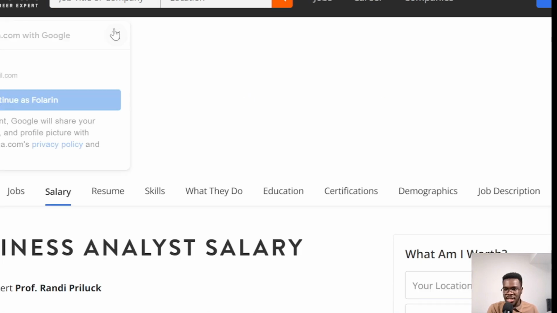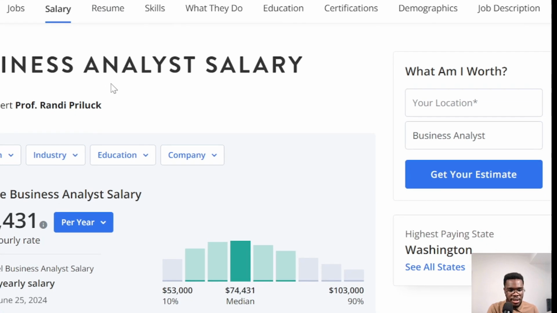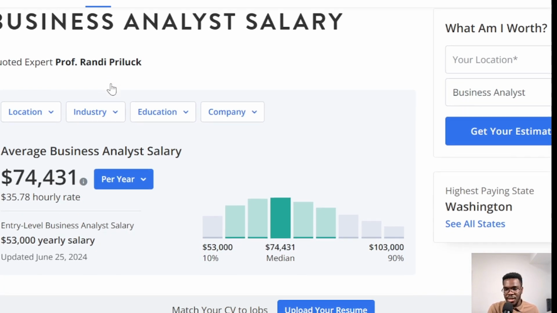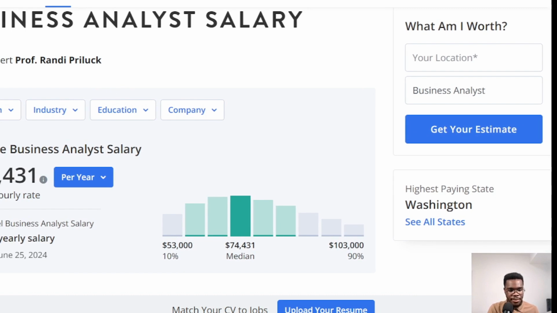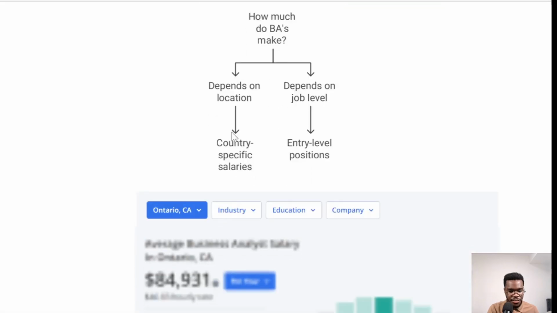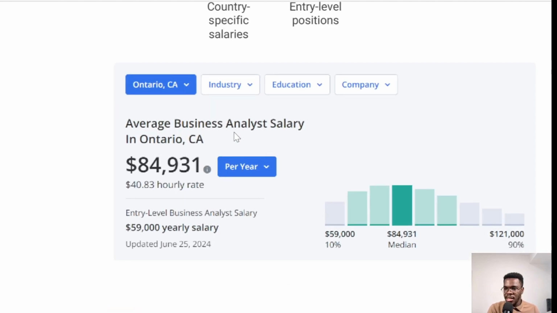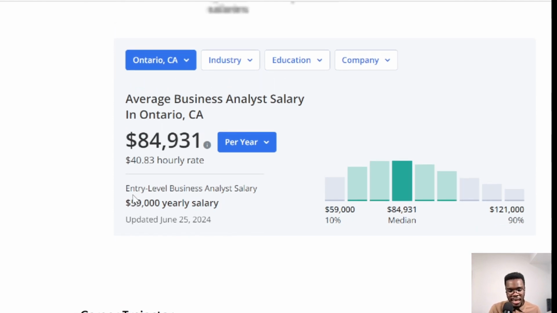So you can go ahead and just check your salary expectations there and by country. You can filter by location, by industry, by education, and by the company. Okay, you can see this. Give me one moment. All right, so this is just very generic because this was based on a location which was Ontario, Canada. You can see the average was $84,000, $40 an hour, and the likes, right?